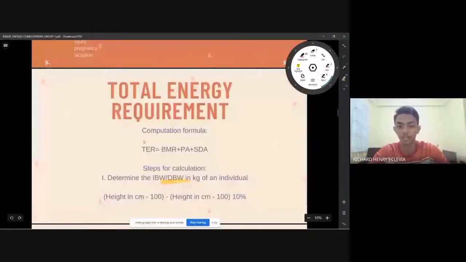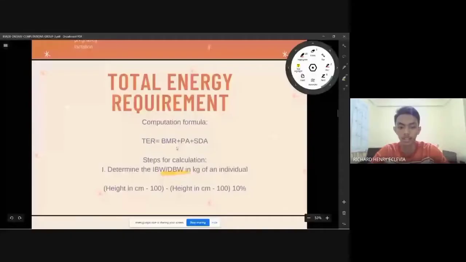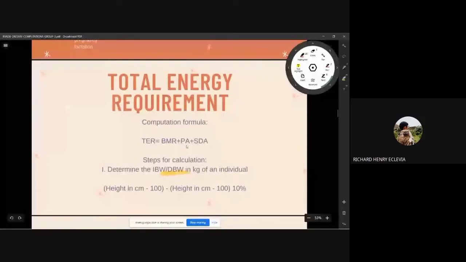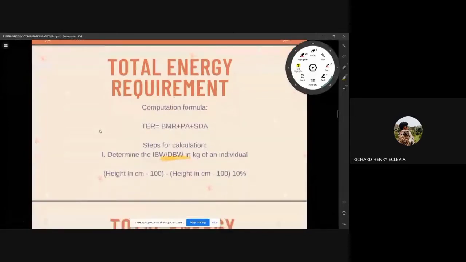So to compute for total energy requirements, here is the formula. TER is equal to BMR or basal metabolic rate plus specific dynamic action of food or SDA. So here are the steps for calculation. Step 1, determine the IBW or ideal body weight or desired body weight in kilograms of an individual.